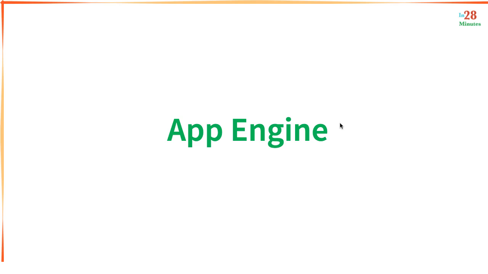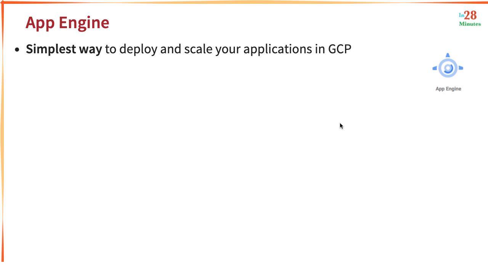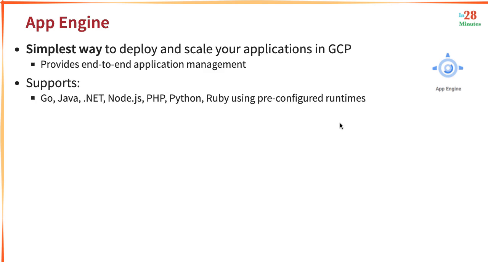So let's get started with App Engine in this section. App Engine is the simplest way to deploy and scale your applications in GCP. It provides end-to-end application management. It provides you with a lot of features. It supports Go, Java, .NET, Node.js, PHP, Ruby, and Python using pre-configured runtimes. You can also use a custom runtime and write code in any language.